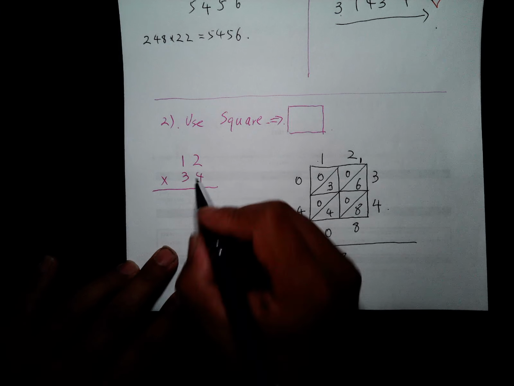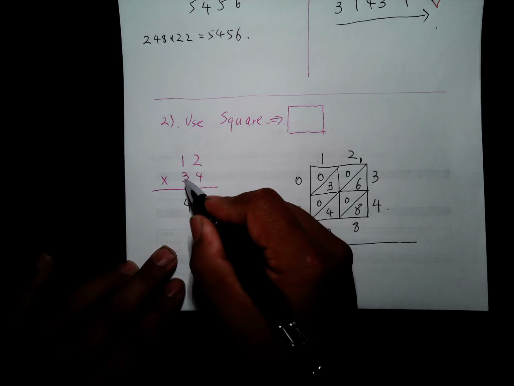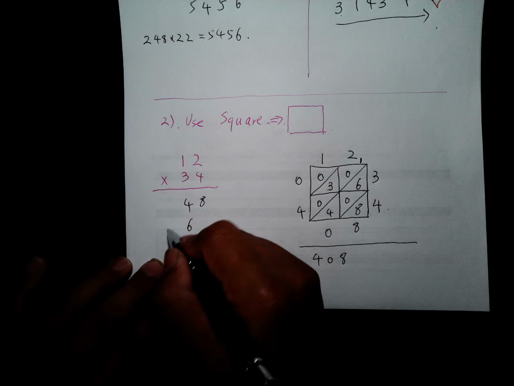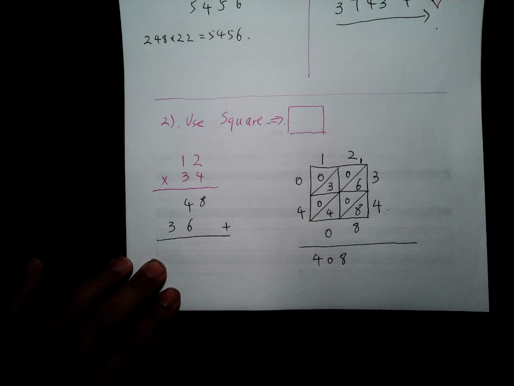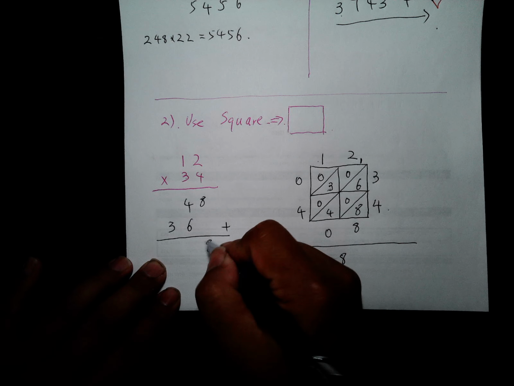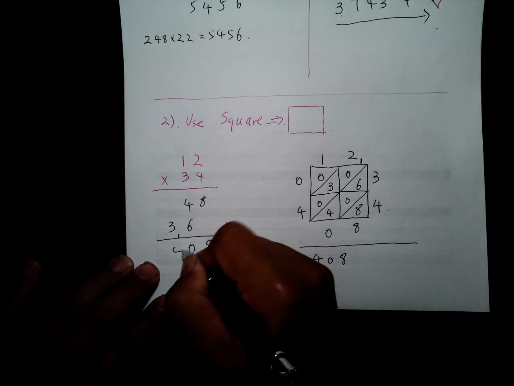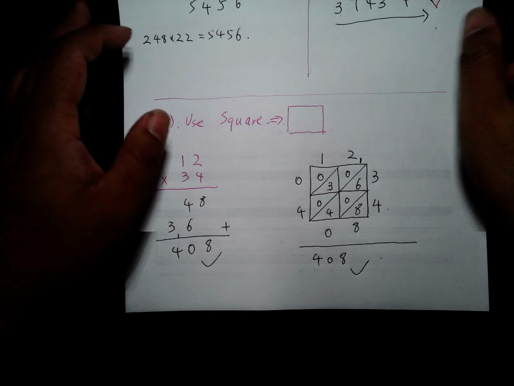We can double check with the table. 4 times 2 is 8. 4 times 1 is 4. 3 times 2 is 6. 3 times 1 is 3. Plus: 8, 0, 4. Yes, it's correct. Okay, let's do the review.